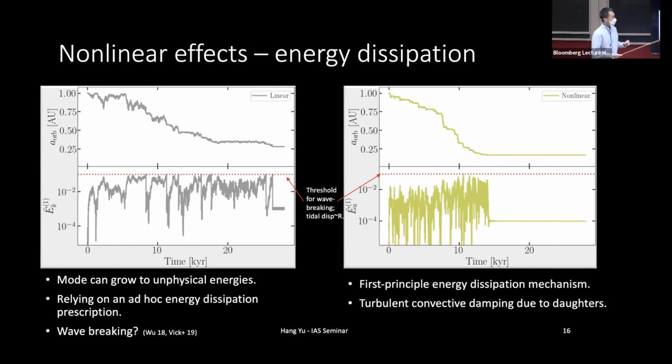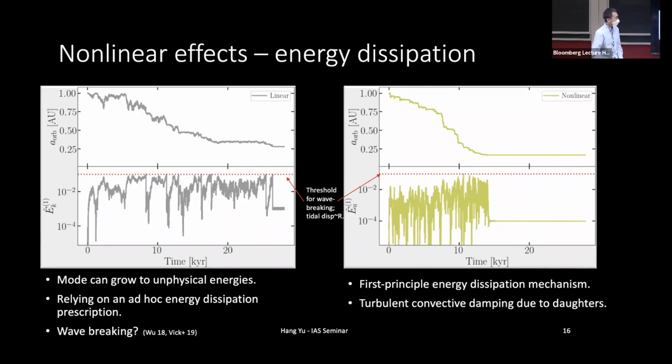What we find instead is that, at least for some Jupiter models, we don't have to rely on this ad hoc prescription. It turns out that the nonlinear dissipation from the daughter modes is sufficient to balance out the energy gain at each pericenter passage. So this prevents the parent mode energy from growing to an unphysically large value, a value for this wave breaking to happen, at least for the first 10 kiloyear of the evolution.